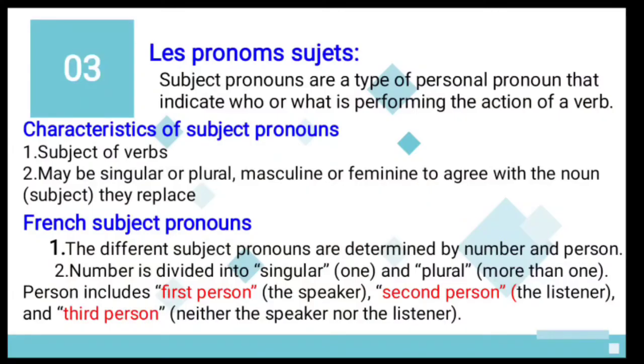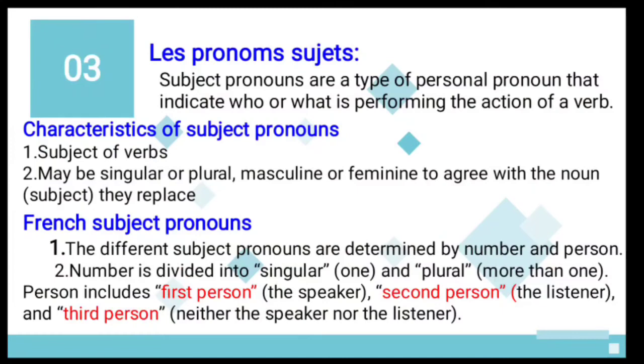And let us move to the next one, le pronom sujet. What is the meaning of pronom sujet? That is subject pronouns. So what is the definition for this one? Subject pronouns are a type of personal pronoun, one of the types of personal pronoun. And what it indicates is who or what is performing the action of the verb. So when you are asking something in a sentence, like what is your name, what does it refer to? That indicates a pronoun. So what you have to replace is the subject only.